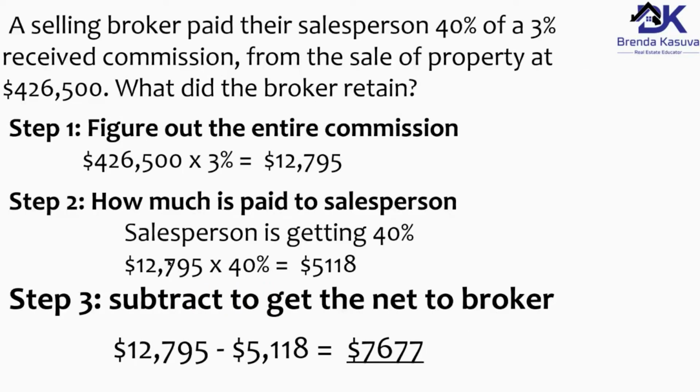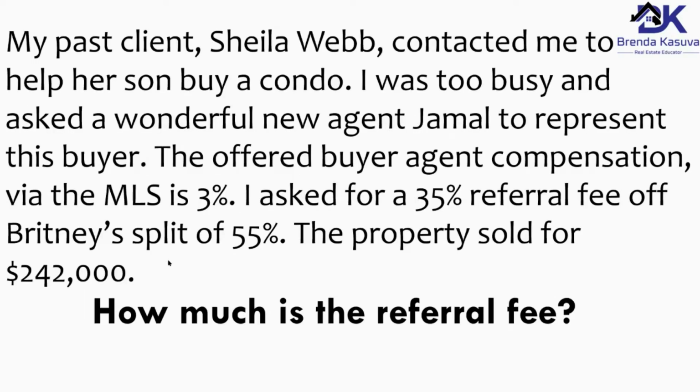So in review again, in case you missed it, I'm going to present the workout here. The broker is getting 60%. So some of us could easily work it out, where you find out what is the entire compensation, the $12,795, and then you multiply it by 60%. You'll still get to the same answer, 7,677.